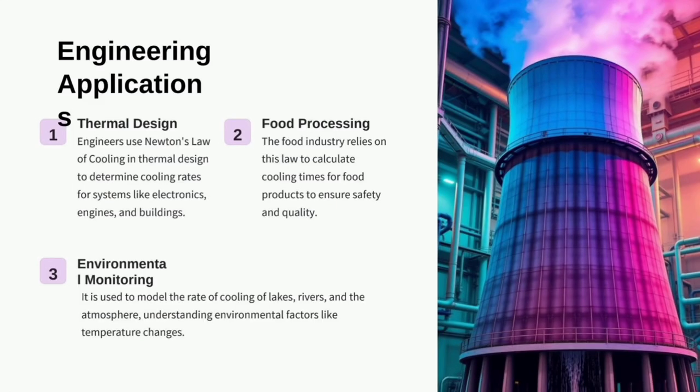First one, thermal design. Engineers use Newton's law of cooling in thermal design to determine cooling rates for systems like electronics, engines and buildings. Second one, food processing. The food industry relies on this law to calculate cooling times for food products to ensure safety and quality. Third one, environmental monitoring. It is used to model the rate of cooling of lakes, rivers and the atmosphere, understanding environmental factors like temperature changes.